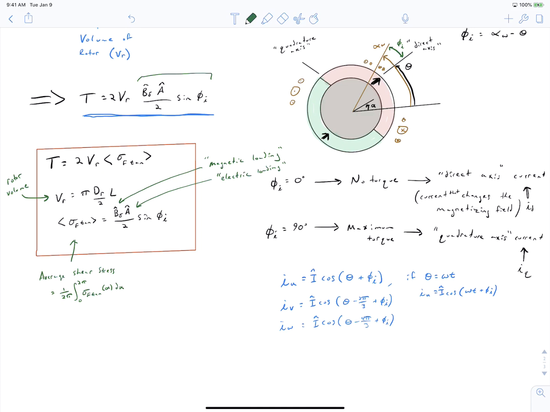Your steel would be totally saturated and you might as well not have any steel in it. Or you couldn't have a mega amp per meter electric loading because you'd overheat everything. It would just melt down.